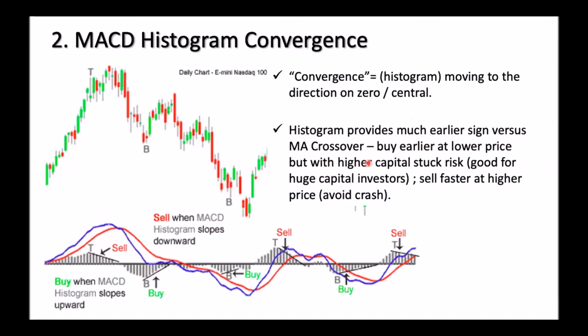However, there's a risk. You may have a higher capital stock. It's good for people who have a lot of capital and are able to sell faster at a higher price, avoiding the crash. So these are people selling, but you already sold at a higher price. You sell here instead of selling here. Because you must know that it's an earlier sign, but the histogram is actually less confirmed. We call it a weaker signal. But I tend to love this. I like to use the histogram rather than the crossover.